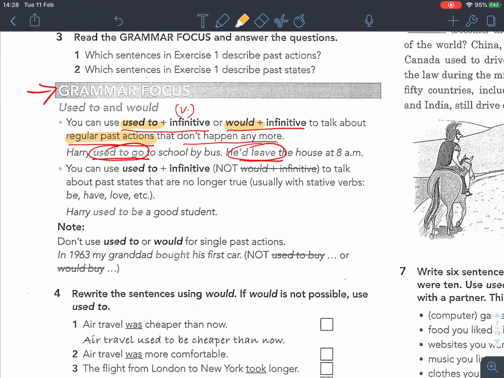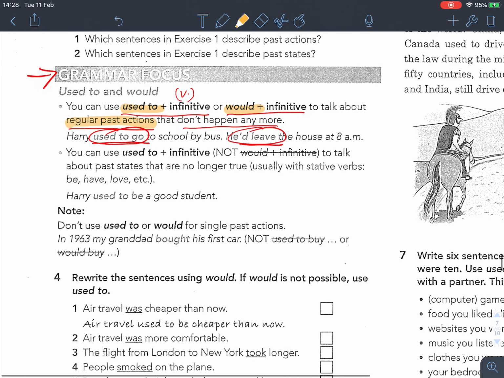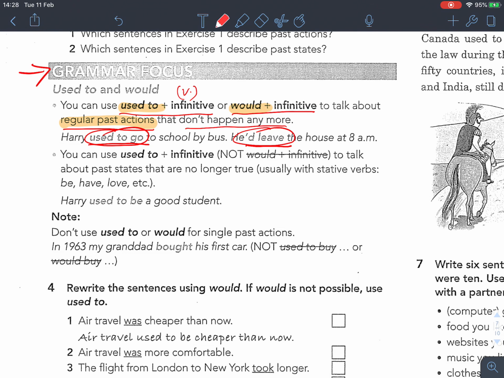All right, and then there's one more thing to remember. Let's look at the second point. You can use used to plus an infinitive, but this time remember, not would. We cannot use would this way to talk about past states that are no longer true. Okay, so we are talking about states. For example, verbs like be, is, am, have, or love or like. All right, so we use these verbs to describe or talk about states. For example, Harry used to be a good student.